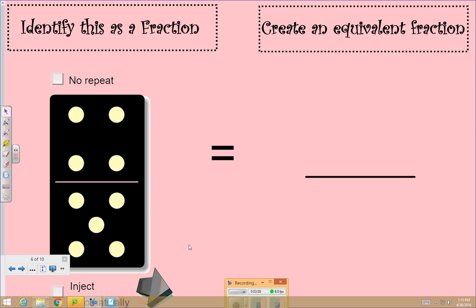So what is that? What would be an equivalent fraction then? What would you have to multiply by? 2. Good job. Thank you.